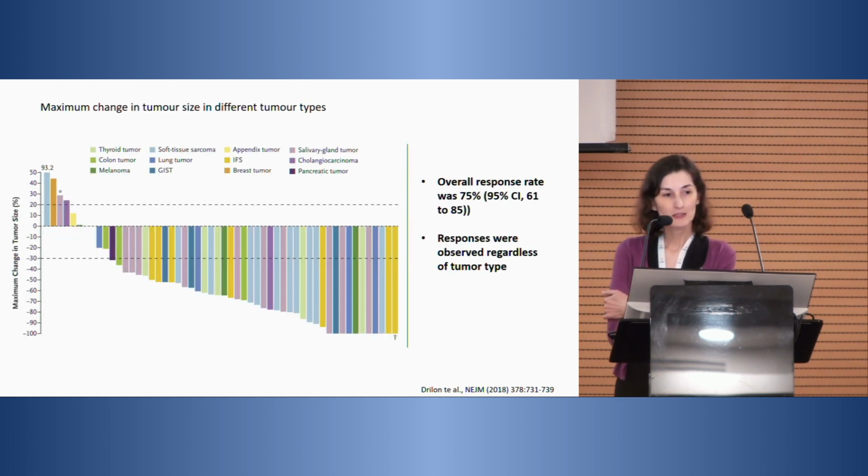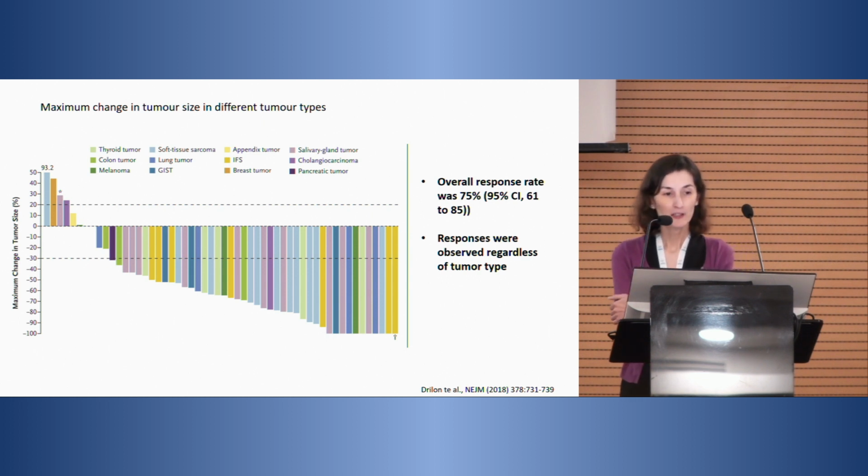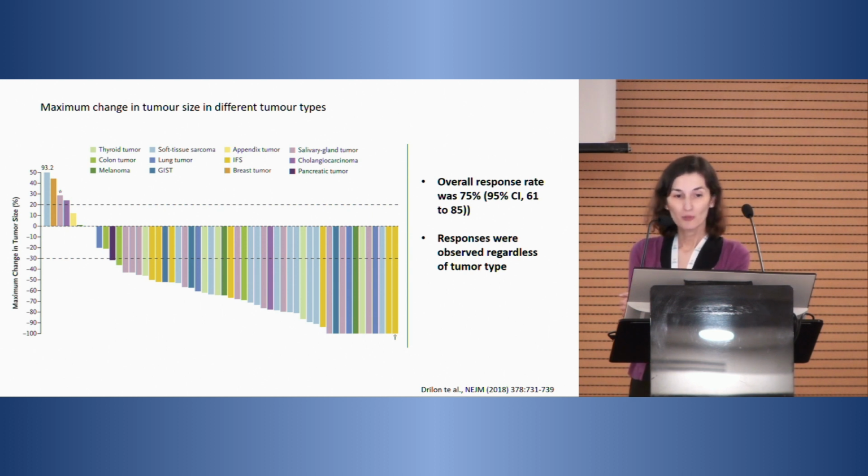When you look at the results, it's very impressive. So what you see going upwards is the increase in the size of the tumor, and what you see going downwards is the reduction in the size of the tumor. And quite impressively, a lot of the tumors have reduced in size quite significantly. And if you look at the different colors, they each represent a different tumor type. So there were patients with thyroid cancer, colon cancer, melanoma, lung cancer, and soft tissue sarcomas in this trial.